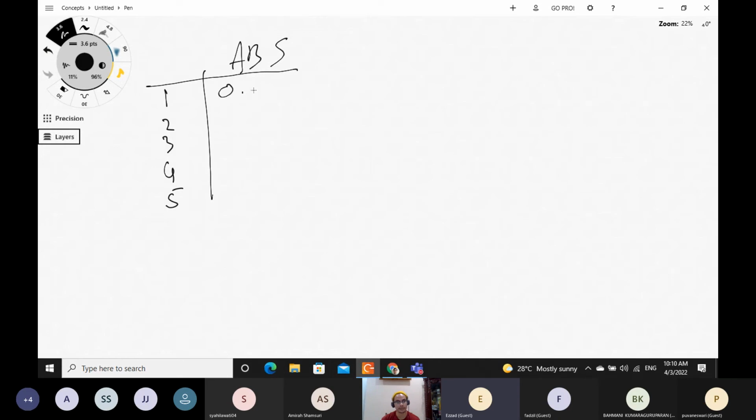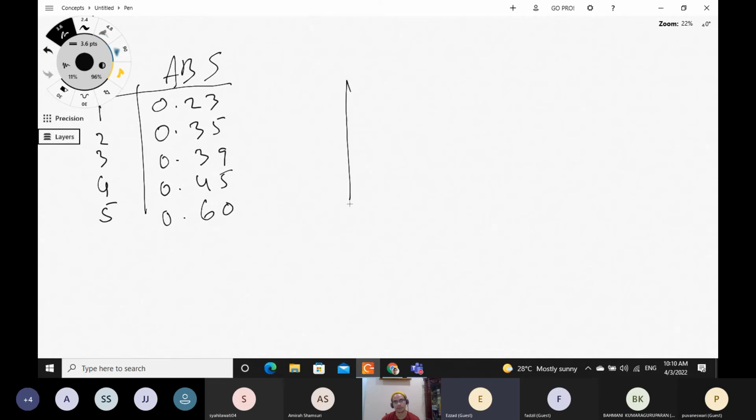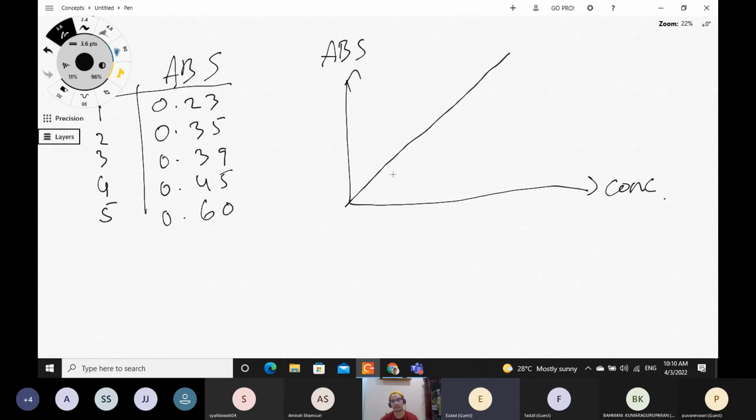Let's say here we have 0.23, here 0.35, 0.39, 0.45, 0.60. So if we plot a graph between absorbance and concentration, we will get a directly proportional graph. So it will be a straight line or close to a straight line.